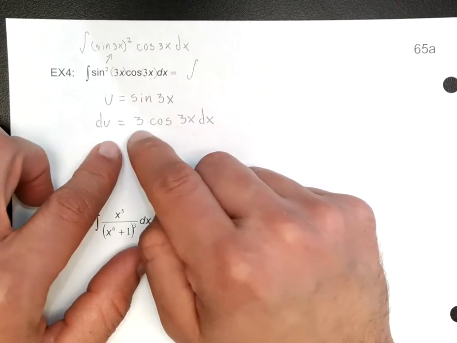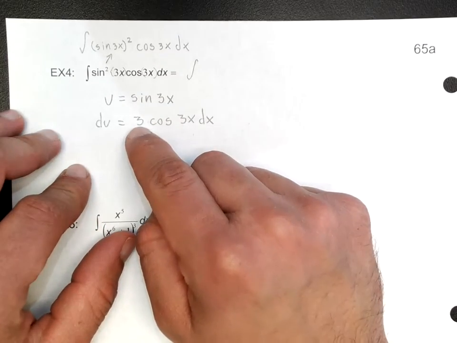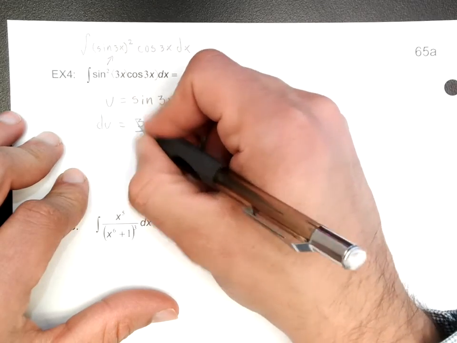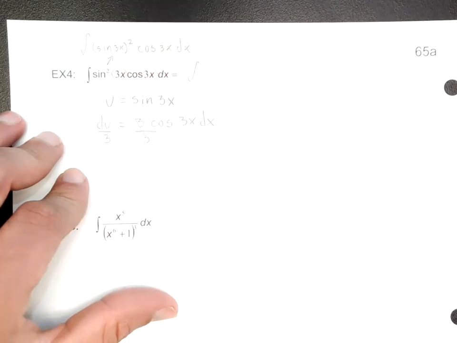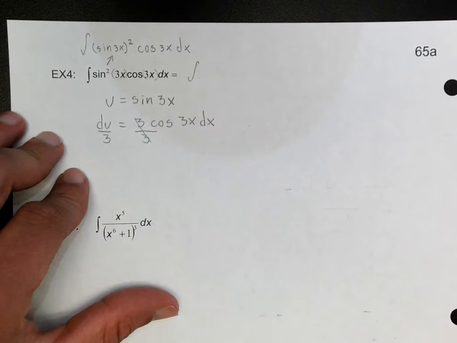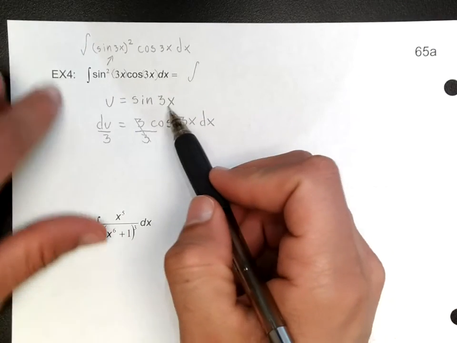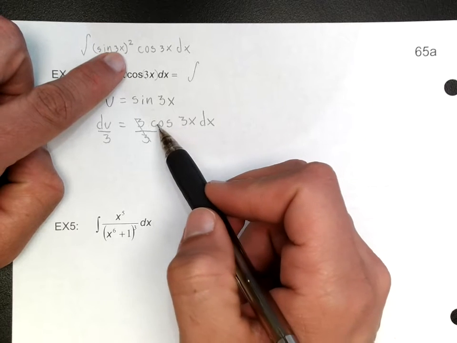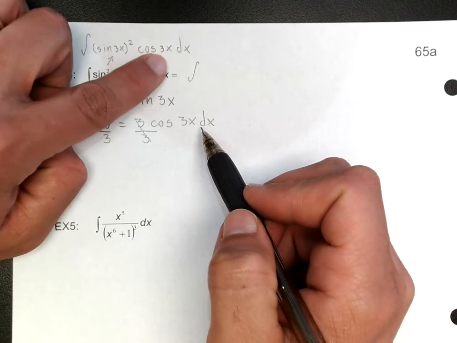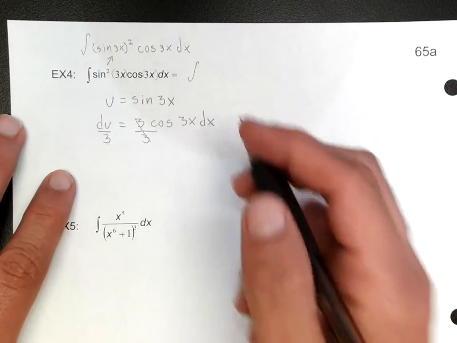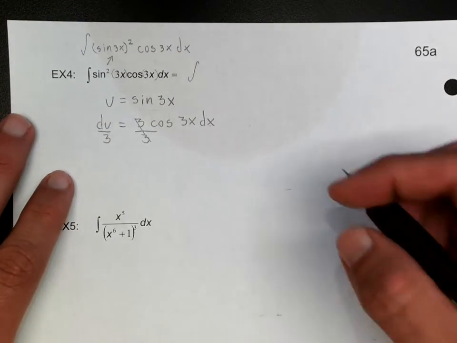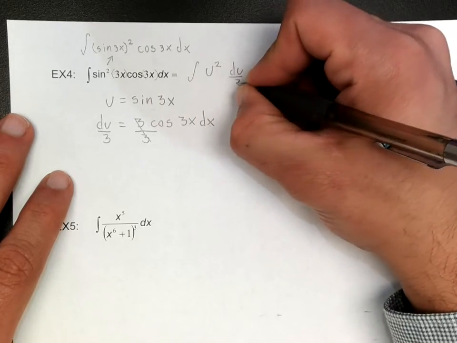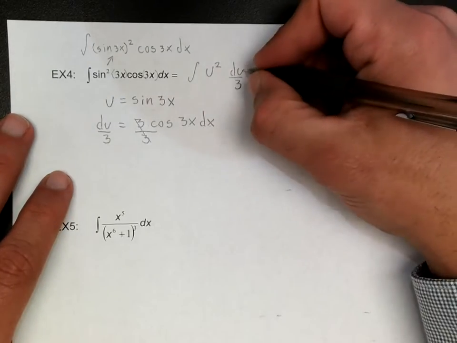But notice that on this one I have a 3. So to get rid of that 3, I have to divide it, just like the last problem. Divide both sides by 3. Now I have sine of 3x, which is that quantity right there, and the derivative of that is going to be cosine 3x dx. So this is going to be u squared times du over 3. So that's what I'm going to have.